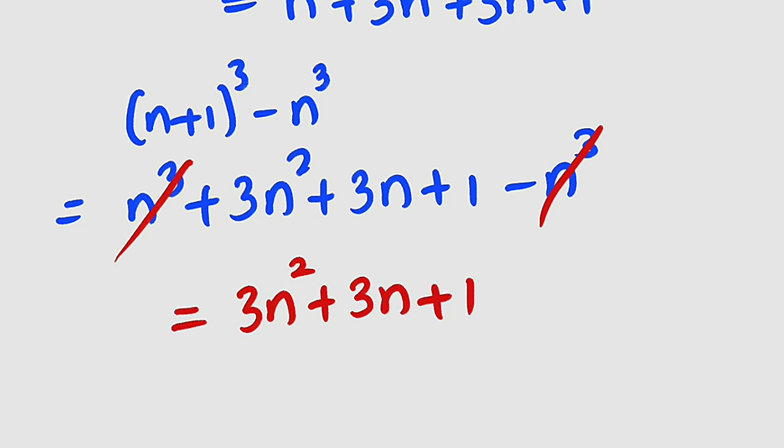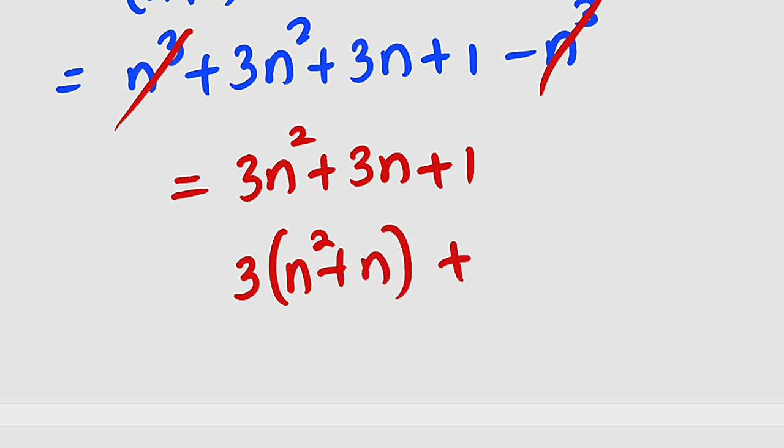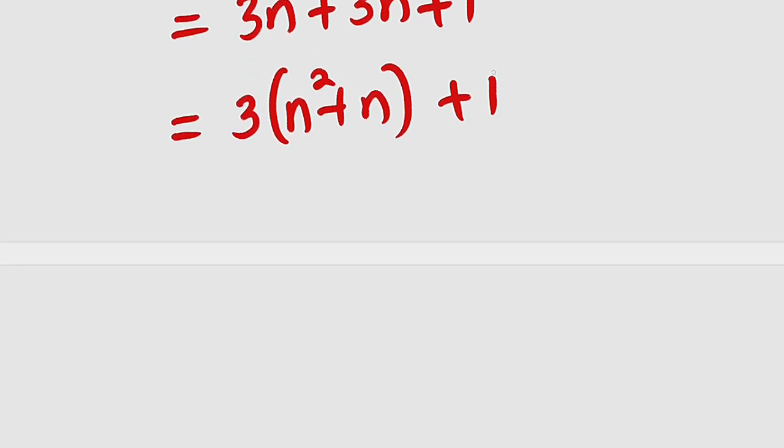Is this divisible by 3? First of all, let us factor out 3 here, because 3 is a factor of 3n squared and 3n. So this is 3 multiplied by (n squared plus n), then plus 1. We can clearly see that this is not divisible by 3, because if you try to divide it, it is not divisible by 3 without remainder.